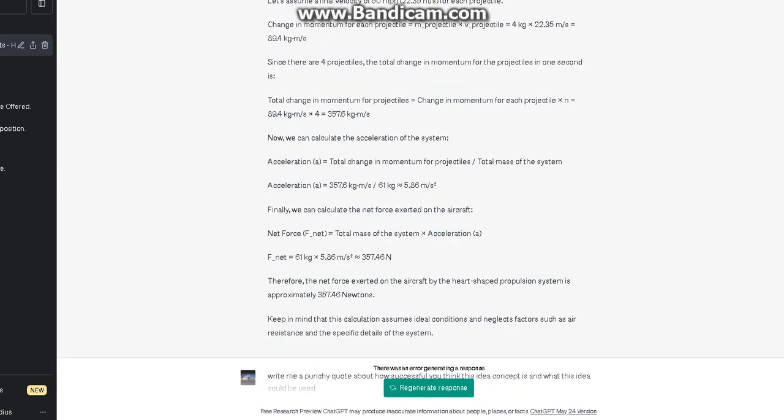Finally, we can calculate the net force exerted on the aircraft. Net force, F_net, equals total mass of the system times acceleration. F_net equals 61 kilograms times 5.86 meters per second squared, approximately equals 357.46 N. Therefore, the net force exerted on the aircraft by the heart-shaped propulsion system is approximately 357.46 newtons. Keep in mind that this calculation assumes ideal conditions and neglects factors such as air resistance and the specific details of the system.